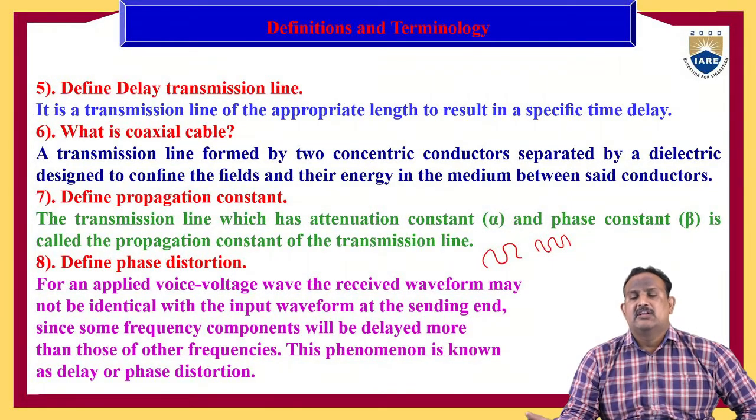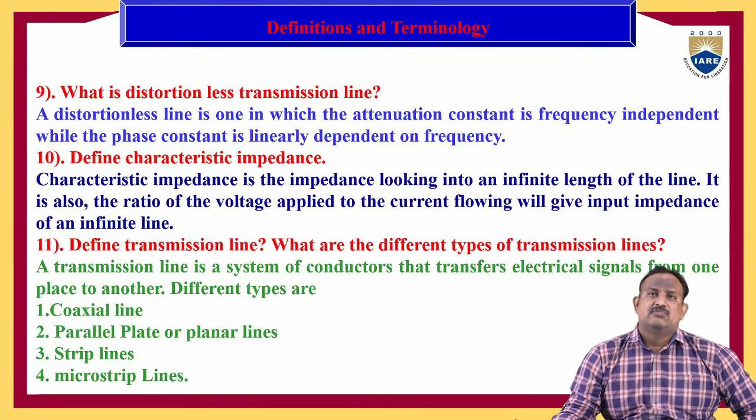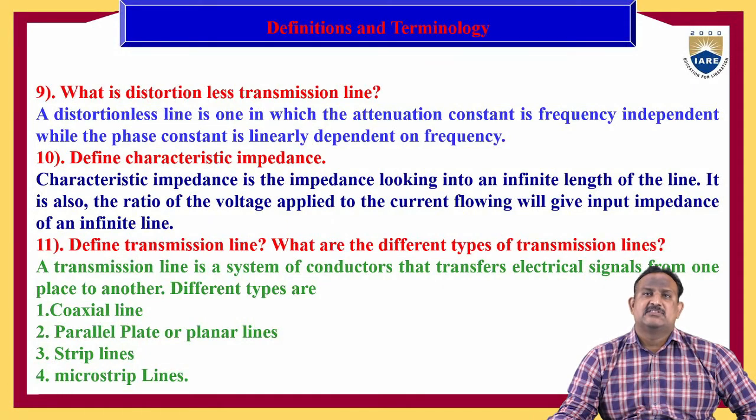This will occur when we transfer information from one place to another, or from source to destination. What is the distortionless transmission line? A distortionless line is one in which the attenuation constant is frequency independent, while the phase constant is linearly dependent on the frequency. This is known as the distortionless transmission line.